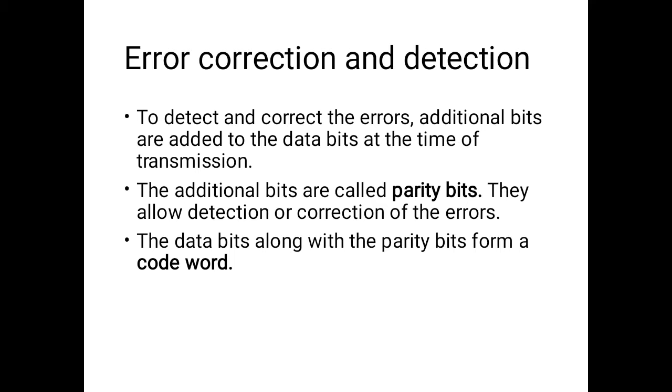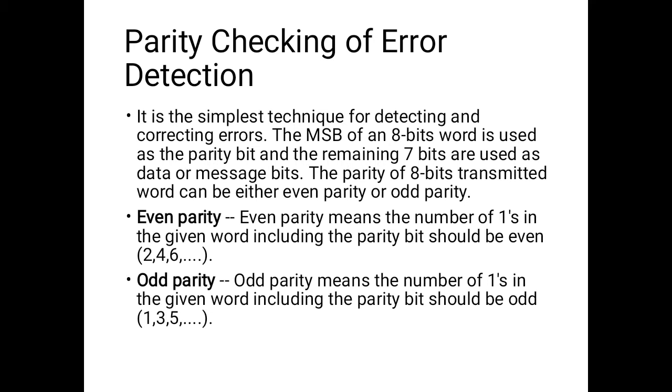That means the original data which you are sending is nothing but code word. The extra redundant bits which you are adding are called parity bits. Now, first method, parity check for error detection. It is the simplest technique used for detecting and correcting errors.